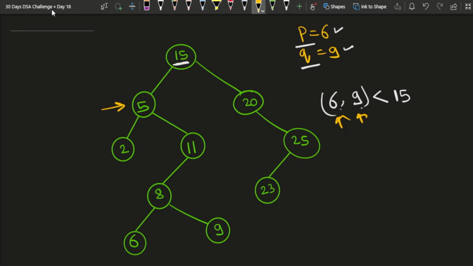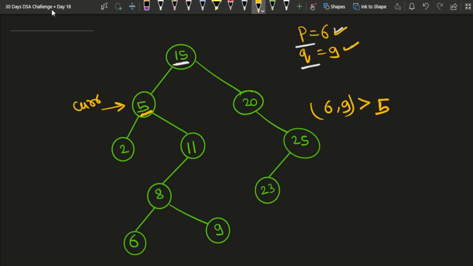So now let's say currently I am standing here at this node 5, and again, we'll do the same thing. We are searching for two nodes with the values 6 and 9, okay? And the current node value is 5, and we are looking for two nodes with the values 6 and 9, okay? So you can clearly see that these node values 6 and 9 are greater than 5, right?